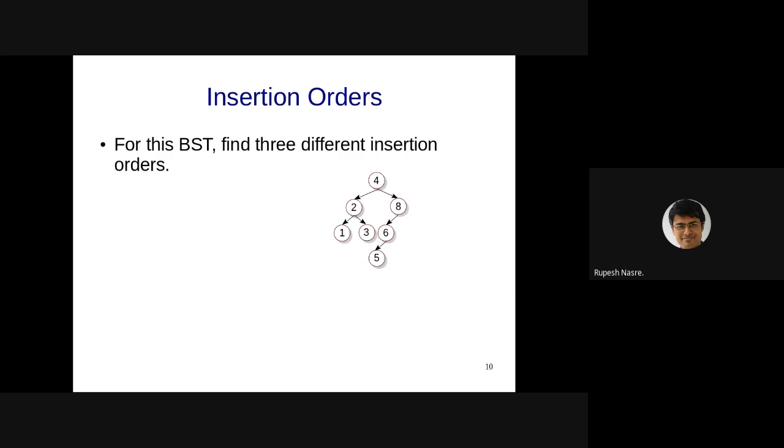I hope you are able to see that different insertion sequences can give you the same BST structure also. Right? But the insertion sequence decides the structure. That doesn't mean that there is a unique structure to each insertion. Right? So that should be understood. Any questions on this one?